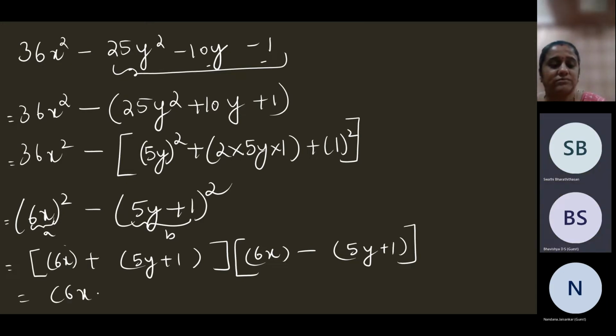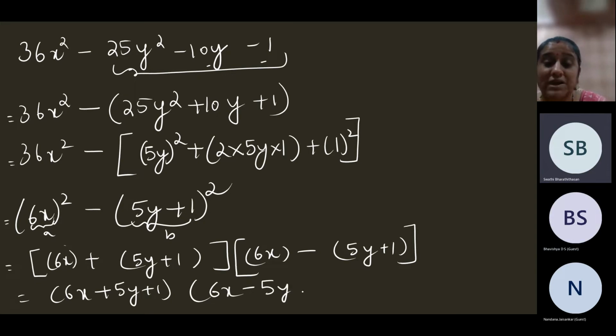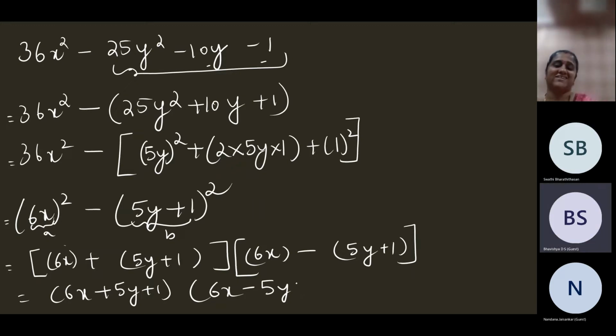6x plus 5y plus 1. Then next bracket: 6x minus 5y minus 1, ma'am. Minus into plus is minus 1.